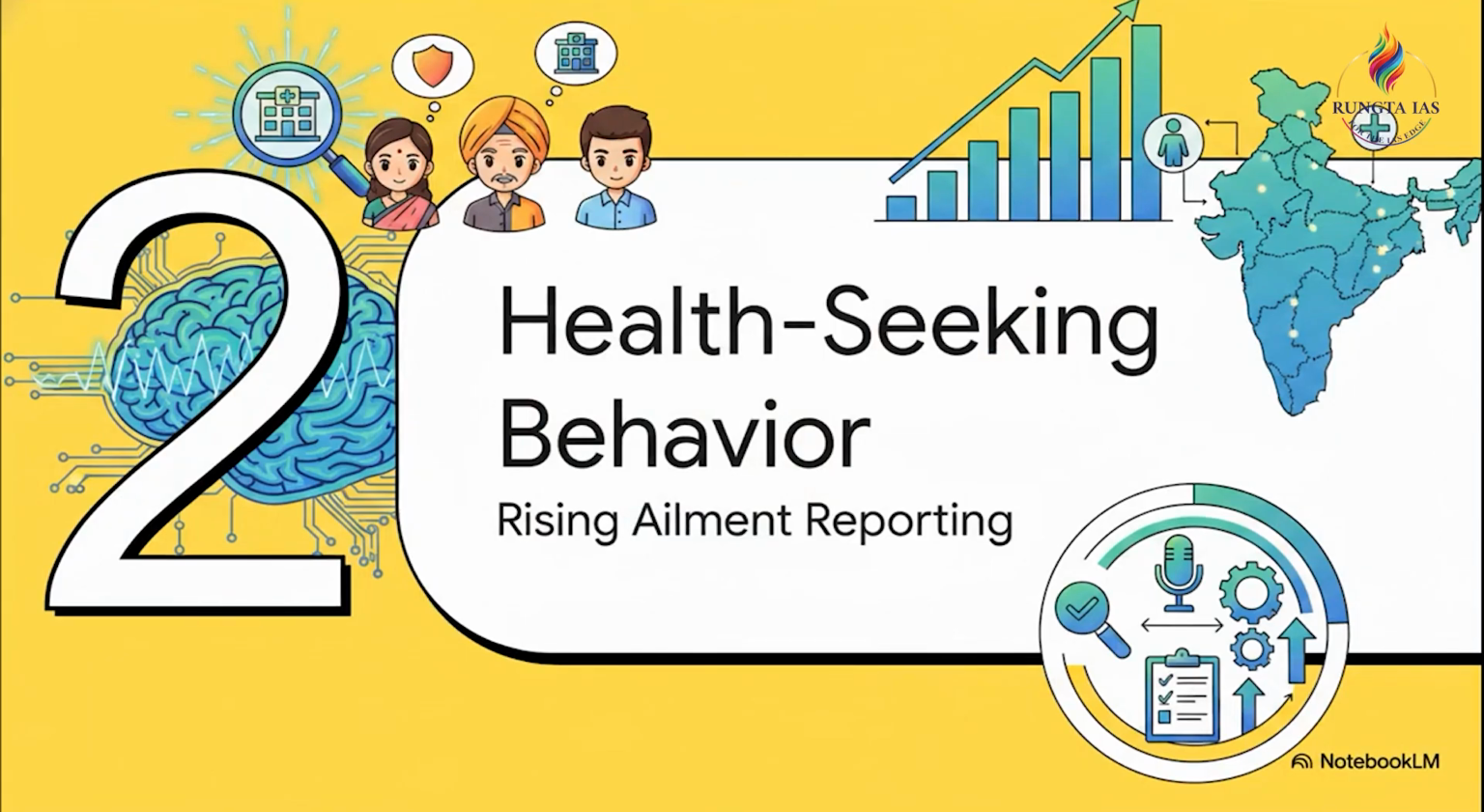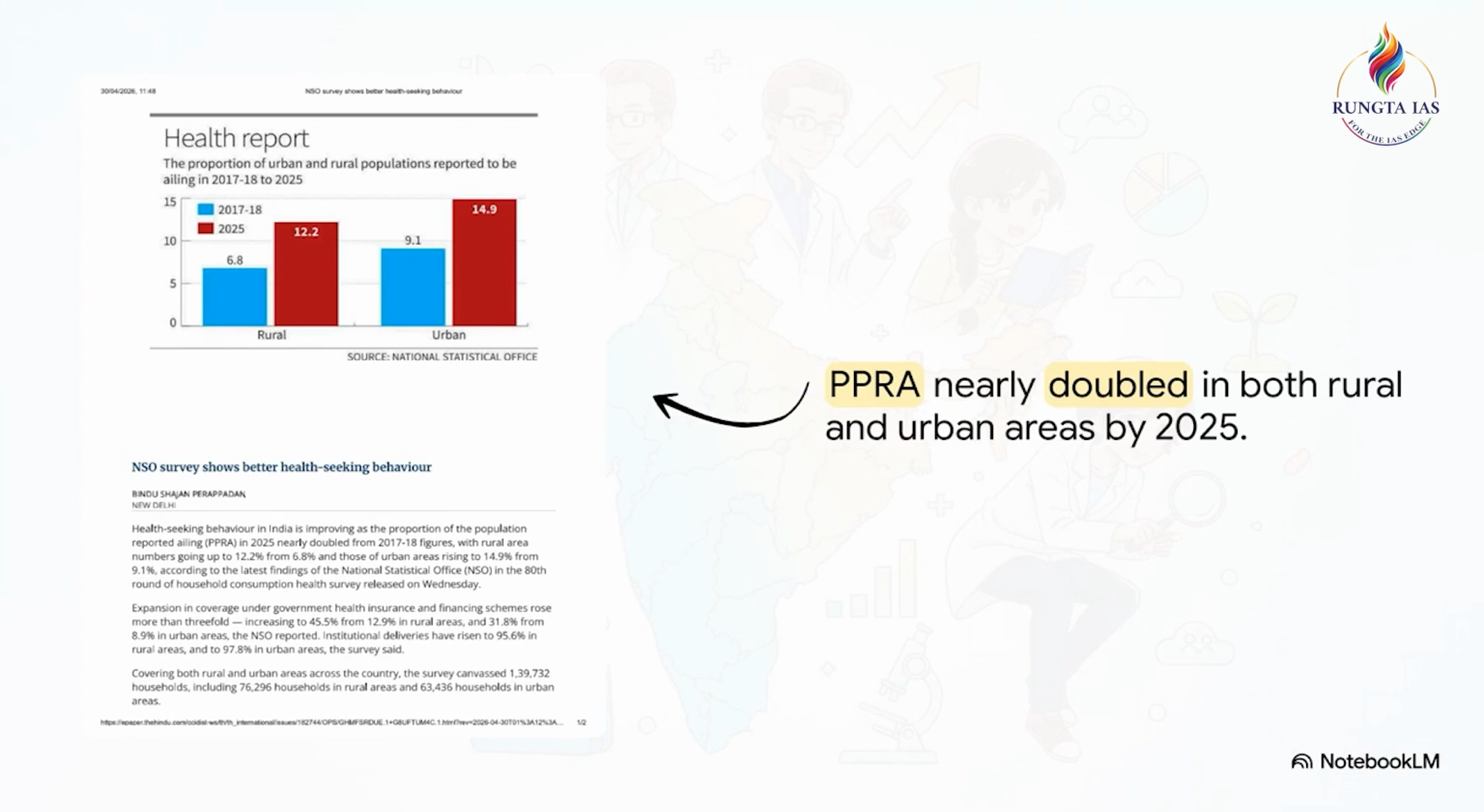Moving right along to Section 2, Decoding Health-Seeking Behavior. Okay, let's see what the numbers are actually telling us about citizen awareness at the ground level. If you look at the proportion of population reporting ailing, or PPRA, it has almost doubled from 2017-18 to 2025. In rural India, it jumped from 6.8% to 12.2%. And in urban areas, from 9.1% up to 14.9%.